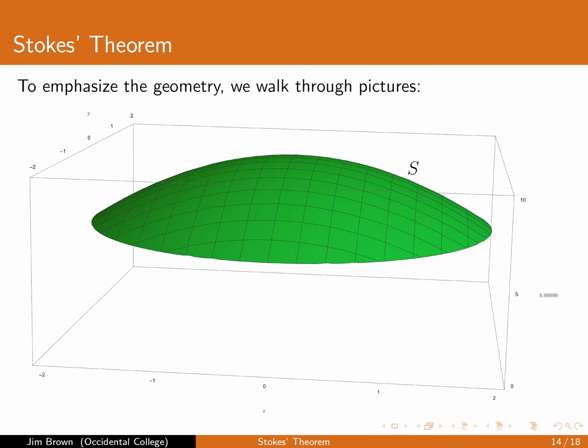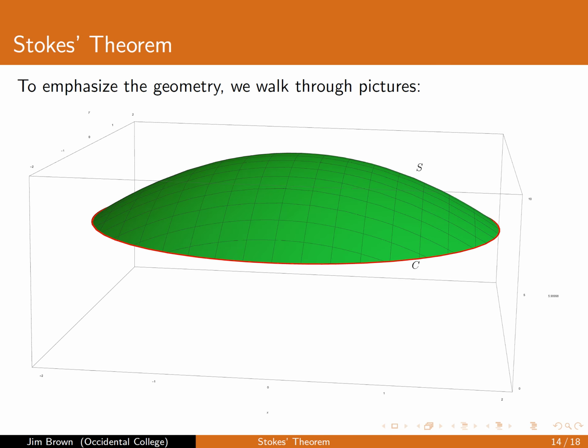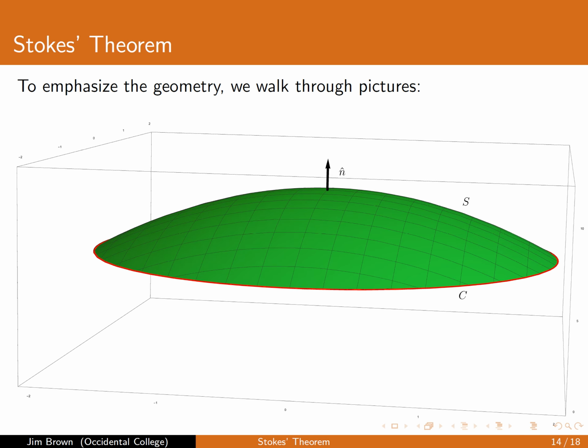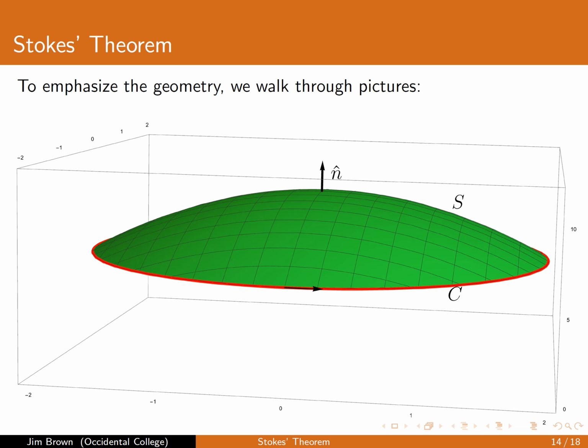So here's our surface S. And supposing we wanted to calculate the flux of the curl of f through S, then what we can look at is this boundary curve C here. And if we choose this as our orientation for our surface, then remember that determines the orientation of C. And so now it's just saying if I integrate the curl of f over this surface, all that matters is the integral of the vector field f around this red curve C.